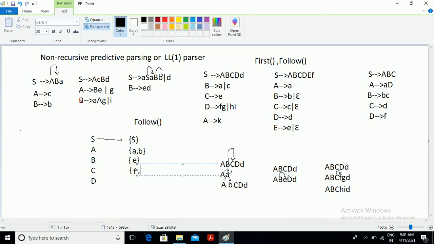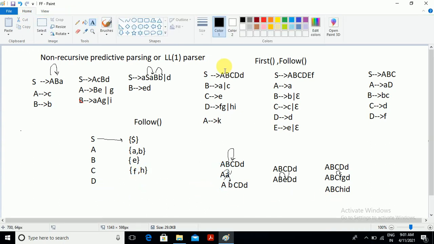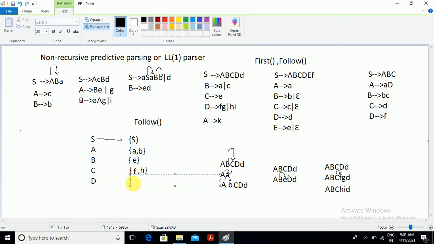That's it. Now what are the D follows? In this production only, D is followed by one character, that is a small d. Small d, close. So these are the follow sets of the fourth example.